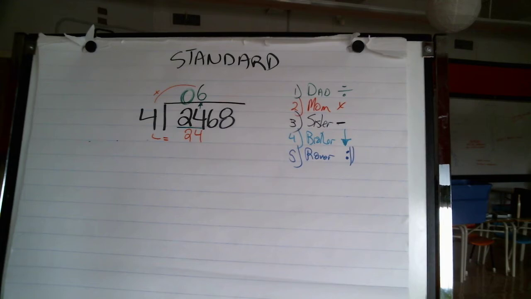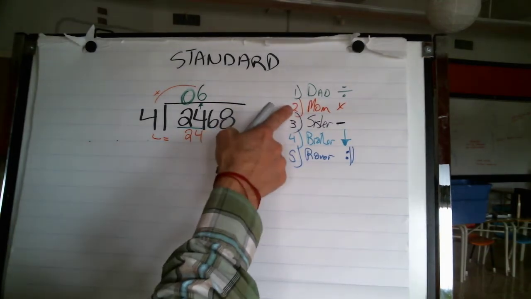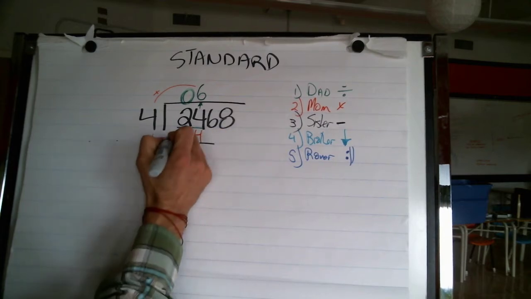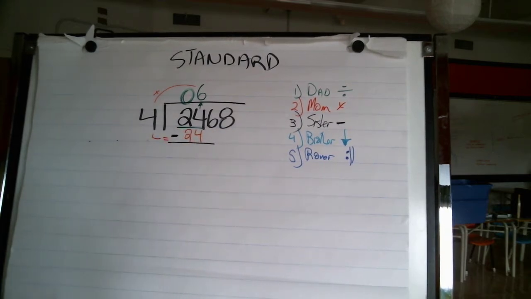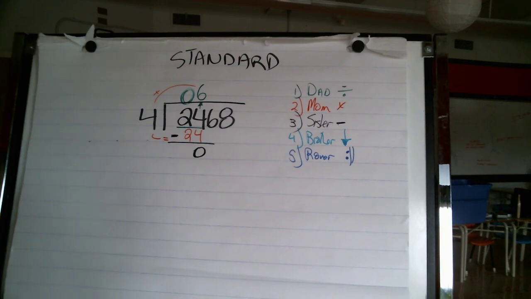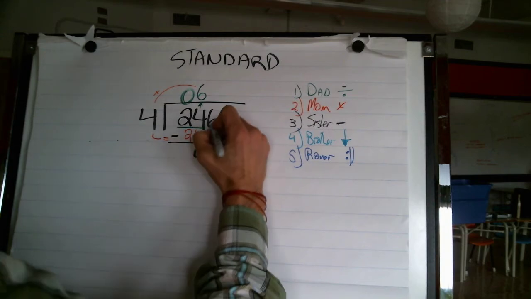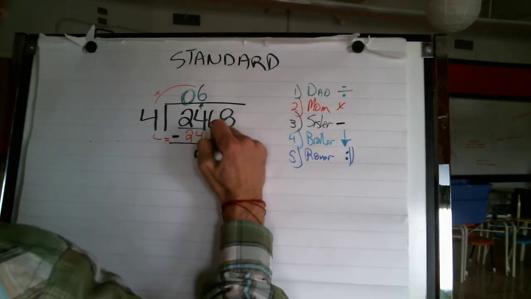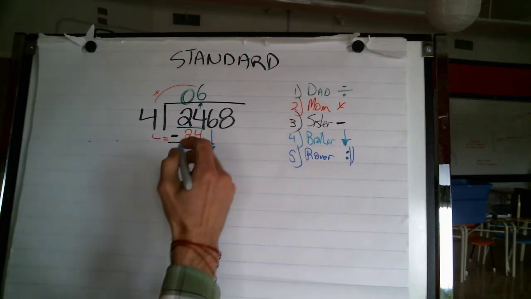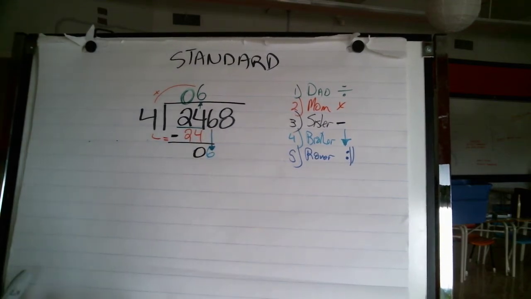So good? Good. So now I've multiplied. Next thing I'm doing is I got to subtract. I have to find out if I have anything left. So there's my subtract. 24 minus 24 is 0. Now, does 4 go into 0? No. I have to now bring my brother, bring down the next number. So now my number is 6. Guess what? We're now at Rover.